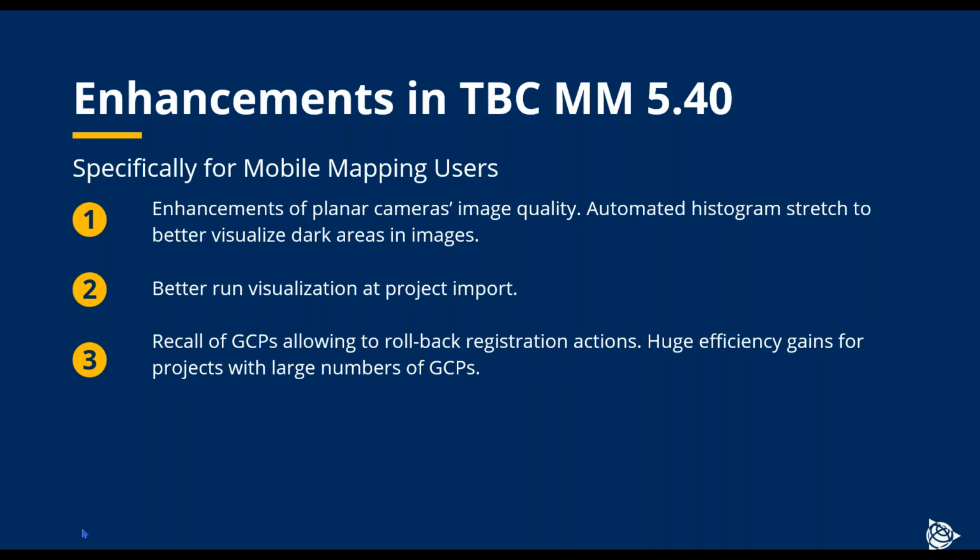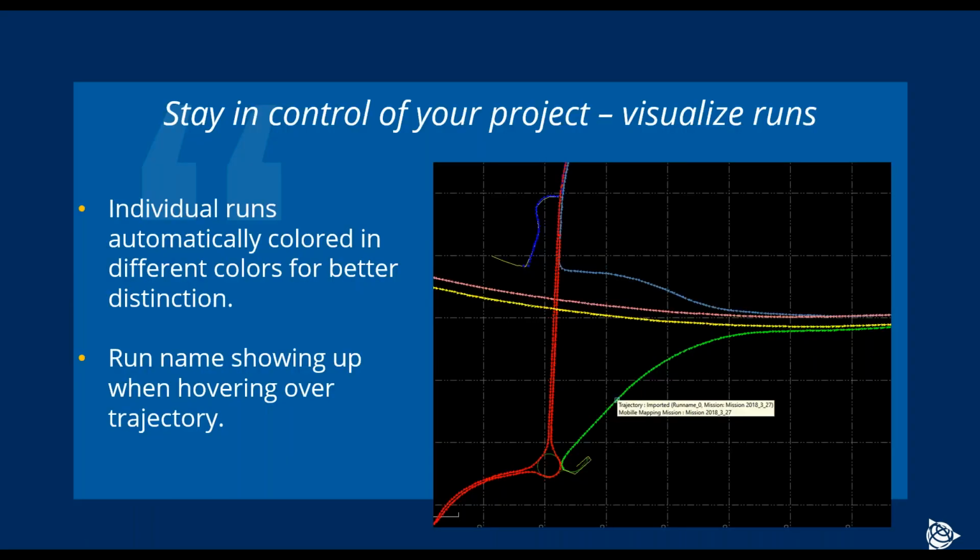Next function I want to mention, which is also very important and saves people who are registering to ground control points a huge amount of time, is that they can now recall ground control point registration. That allows them to roll back registration actions. Basically, they are able to edit the registration and remeasure or repeat any points of registration.